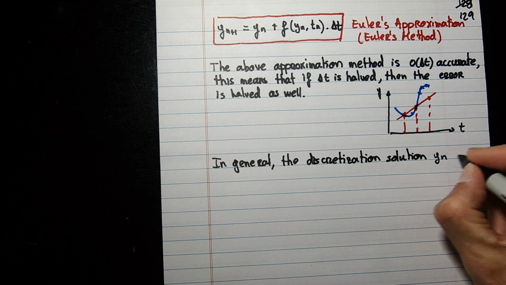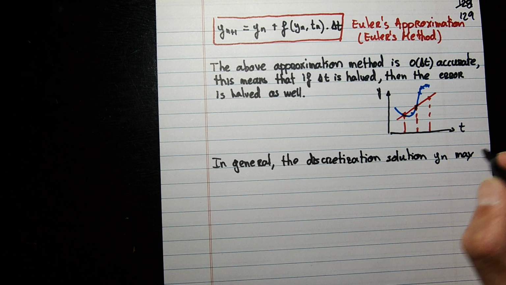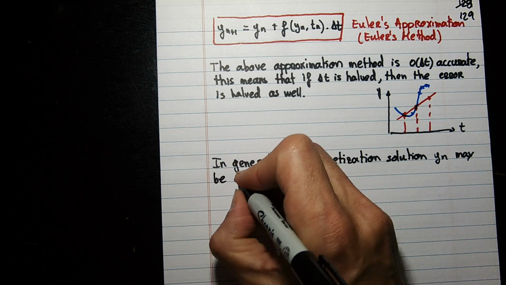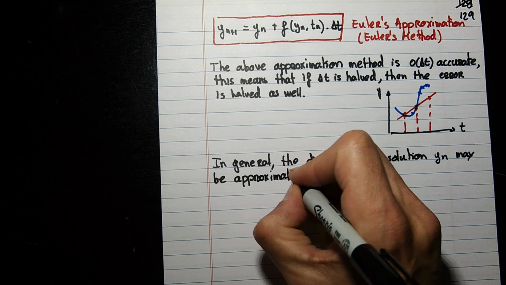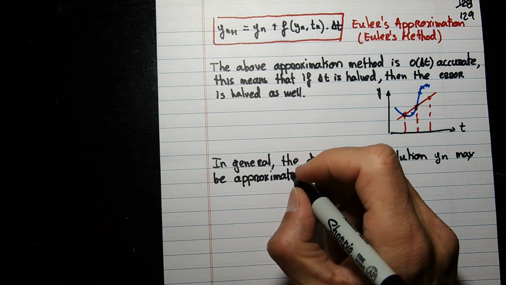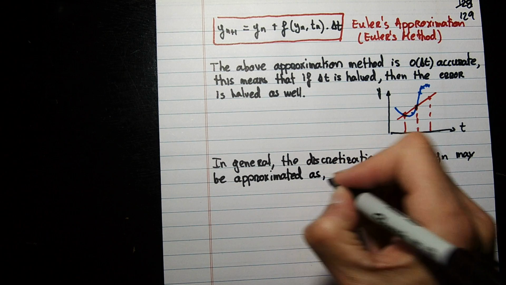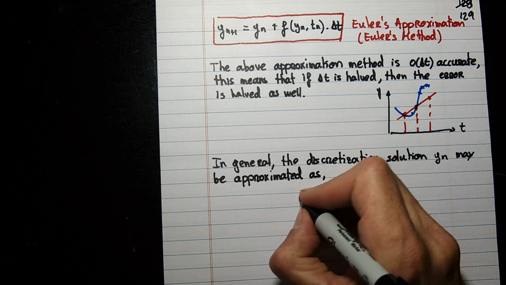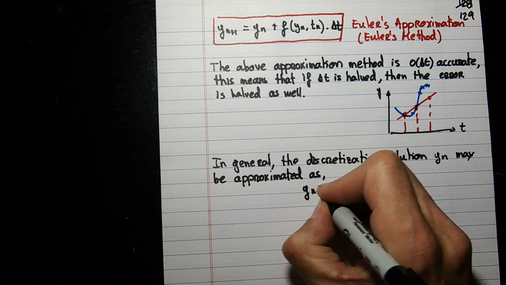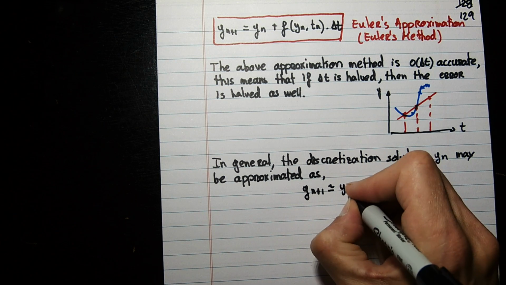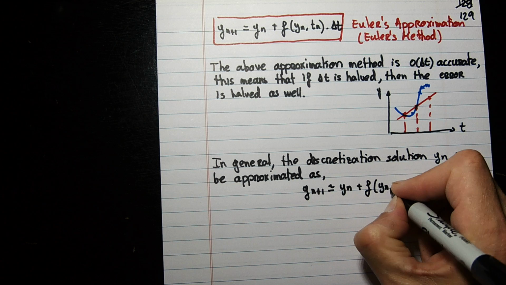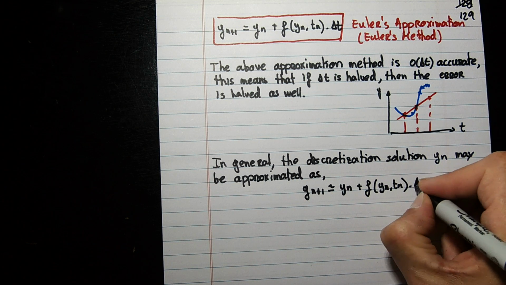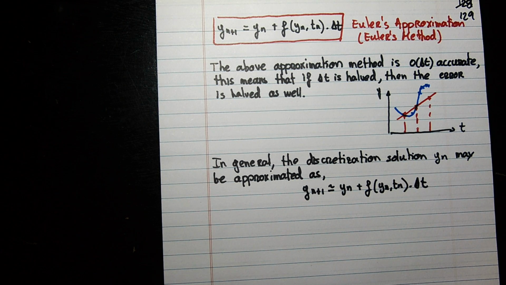Y sub n might be approximated as what we just mentioned: y n plus 1 equals y of n plus f of y of n, t n times delta t. Okay? And this is exactly as we have for the Euler methods.